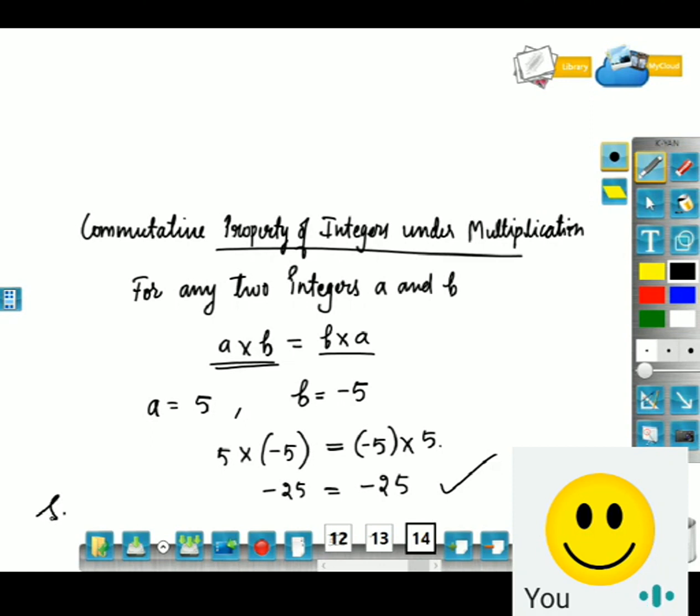So integers are commutative under multiplication. You can take any values for a and b and you can check. Always your LHS and RHS are going to be equal. So that means integers always obey commutative property under multiplication.